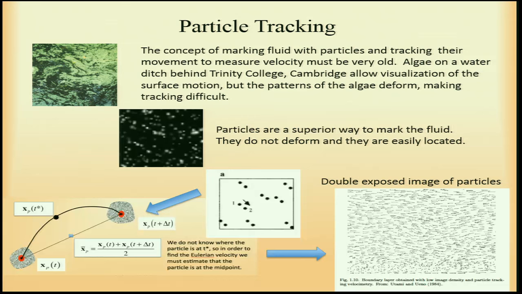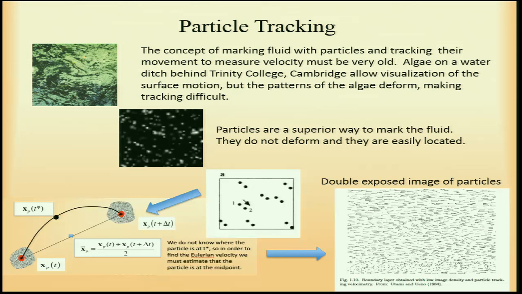I think the natural trend was then to use small particles rather than things that deformed, like groups of algae, and to track their motion. So here's a concept of just a particle at time one and a particle at time two, and we measure the displacement. Knowing the time, we get the velocity. You people who are into numerics will note that we actually assign the velocity that we measure to a position that corresponds to the midpoint between the two particles, and that amounts to just second order accurate central differencing.